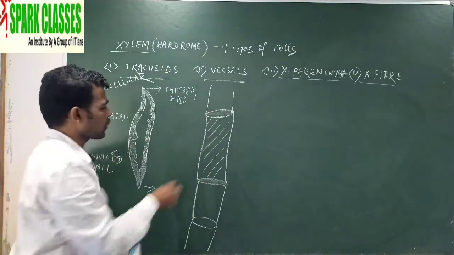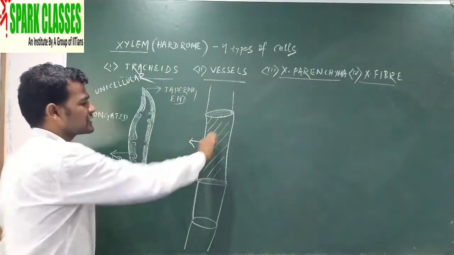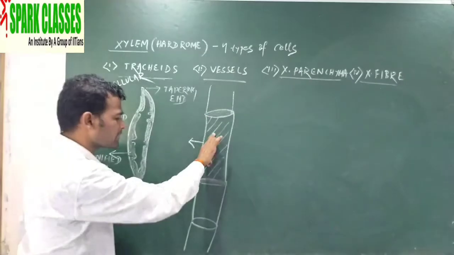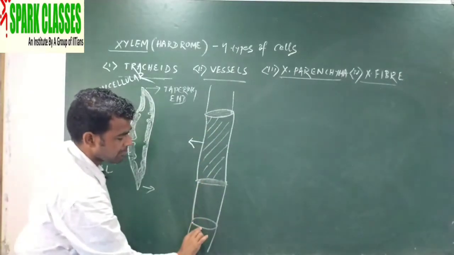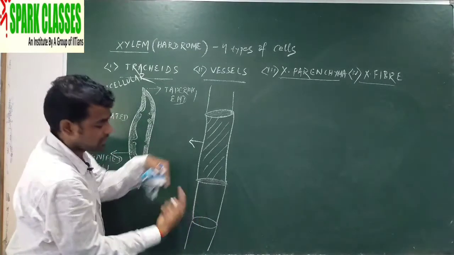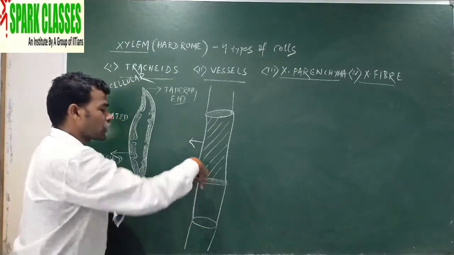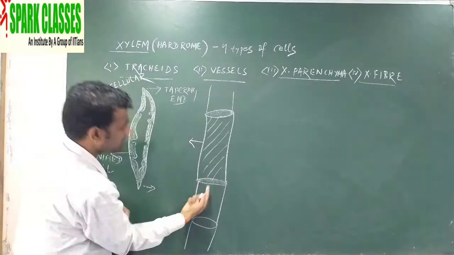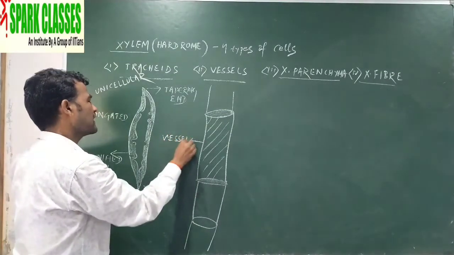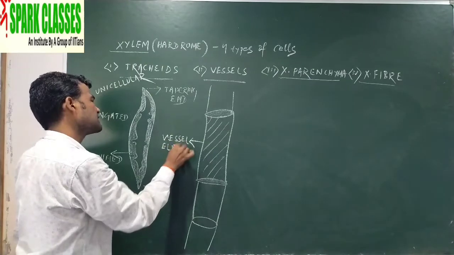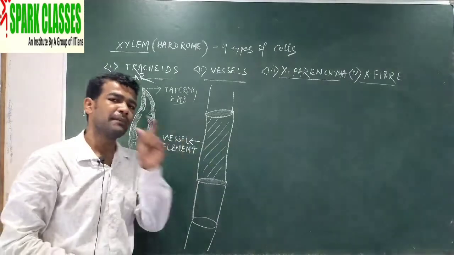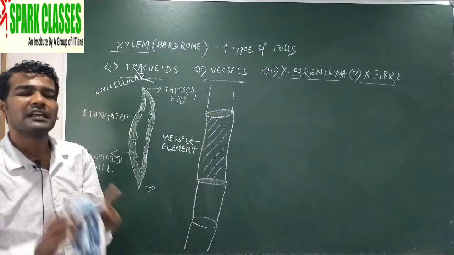And each cell is called a vessel element or vessel member. This is one, this is second, third, fourth, each one is a vessel member. So one vessel member is connected to another vessel member end to end. The end of the first vessel member is connected to the second vessel member, the end of the second connected to the third, like that. So it is called a vessel element. A single vessel element is unicellular, but the complete vessel is multicellular.